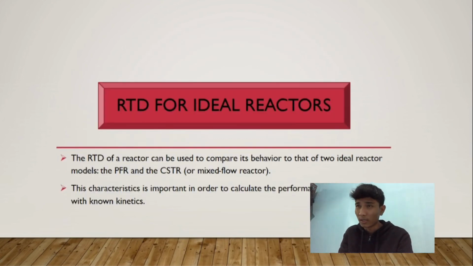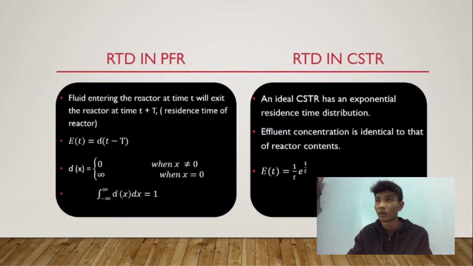Alright, the next one is RTD for ideal reactors. The RTD of a reactor can be used to compare its behavior to that of two ideal reactor models, the PFR and the CSTR or mixed flow reactor. This characteristic is important in order to calculate the performance of a reaction with known kinetics. RTD is divided into 2, which is RTD in PFR and RTD in CSTR.